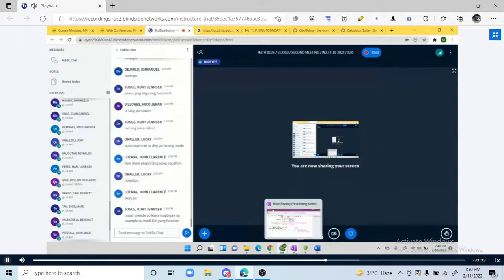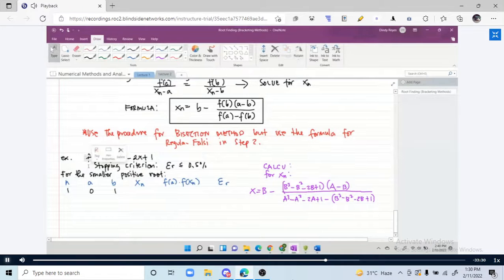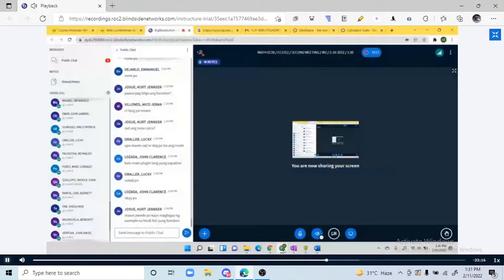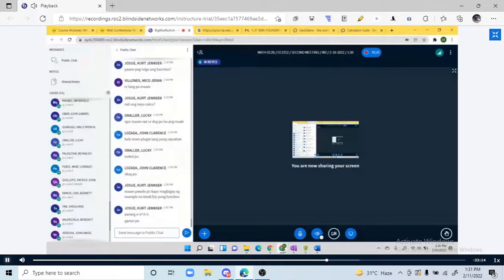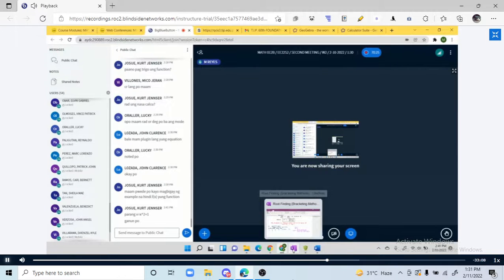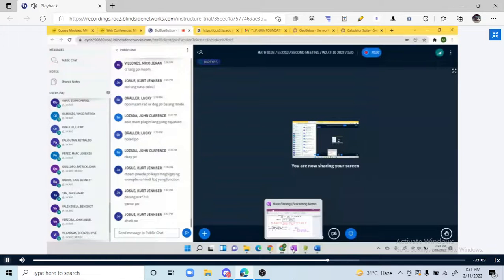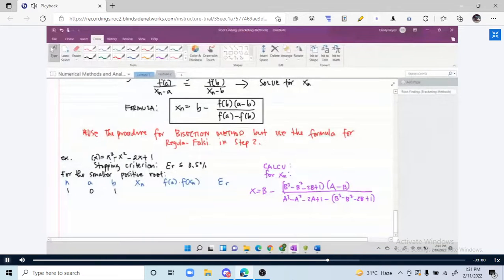Ma'am, pwede po kayo magbigay ng hindi f of x yung function? Ano yung hindi f of x yung function? O, di papalitan ko to ng g of x, gano'n. Papalitan ko ng g, o ayaw mo ng f of x? Ano ibig mo sabihin, iho? Hindi function yan, iho. That's just an equation. Hindi yan function. Equation yan. Equation. So, kasi, iho, ito yan ha.